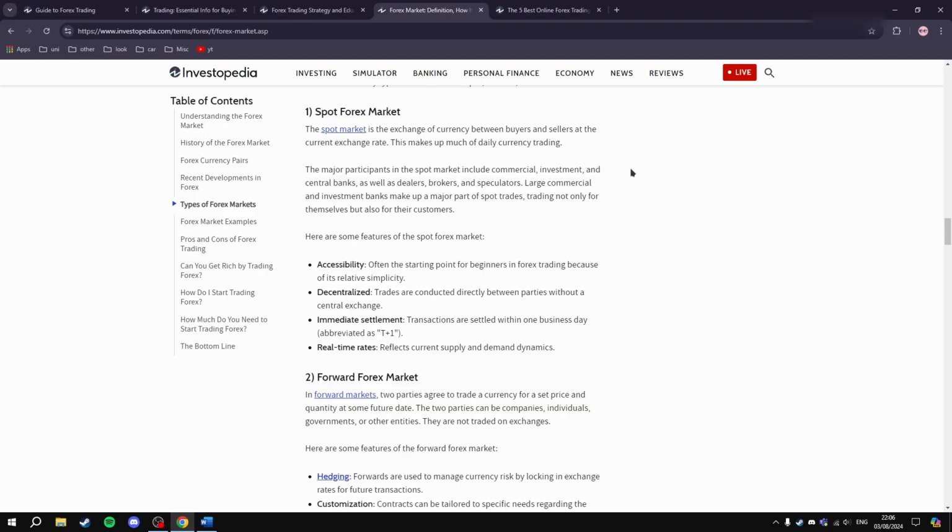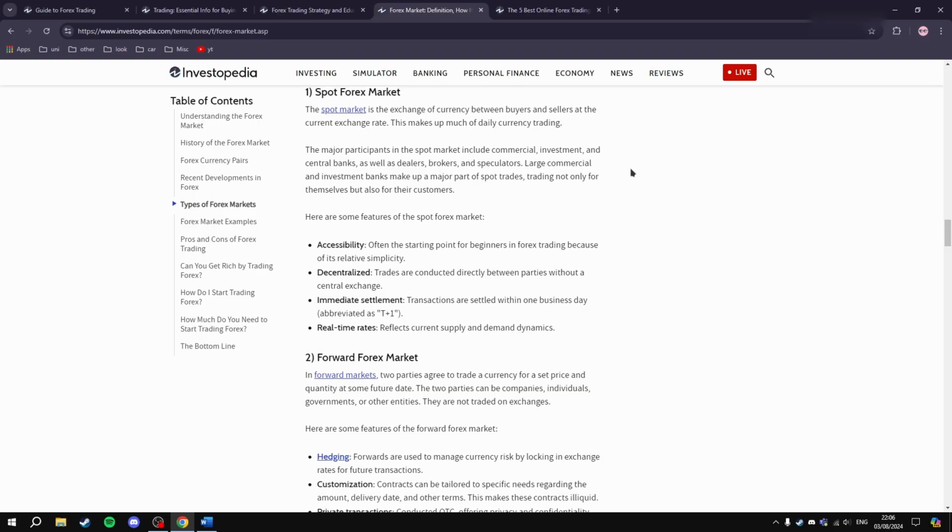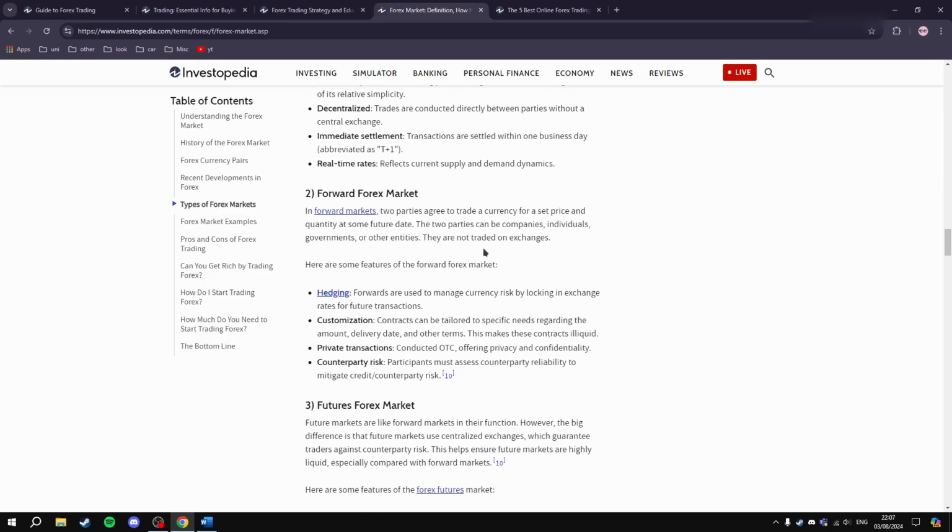Here are some features of the spot forex market. Accessibility: often a starting point for beginners in forex trading because of its relative simplicity. Decentralized: trades are conducted directly between parties without a central exchange. Immediate settlement: transactions settled within one business day, abbreviated as T+1. Real-time rates: reflects current supply and demand dynamics. Isn't the transaction settled in 2 business days, and only the USD to CAD trades are settled on 1?